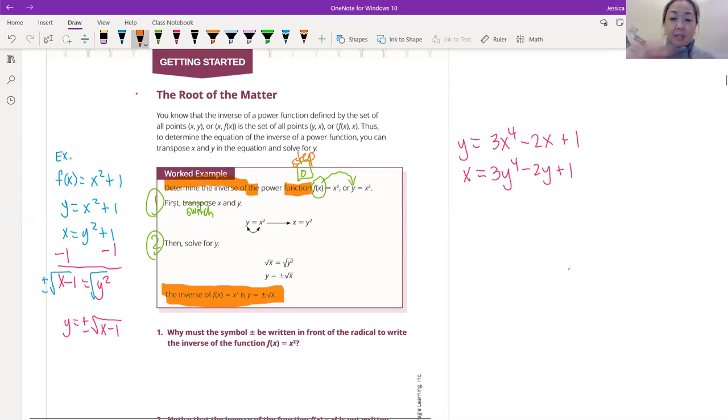But they look the same, but they switch places. The same kind of idea, right? So we're going to take the x and the y and we just flip those. And once we do that, step 2, solve for x, or solve for y. And then this is what they came up with, right? So the inverse of f of x is equal to x squared is y equals plus or minus square root of x.